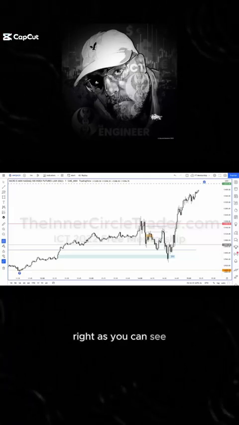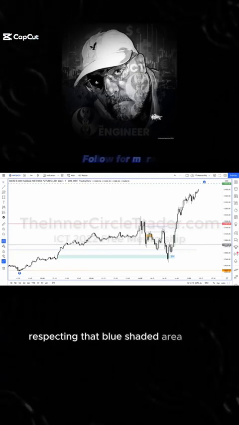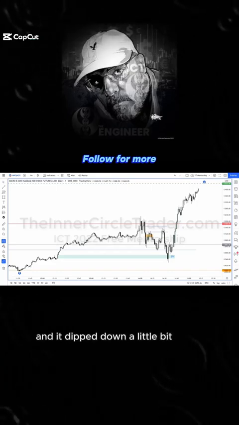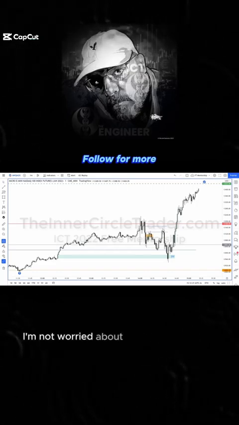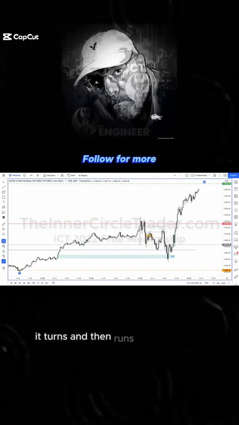All right, as you can see, the market did in fact trade down. Look at the bodies of the candles respecting that blue shaded area. Really, really handsome price delivery. And it dipped down a little bit below, but that's fine. I'm not worried about being that accurate. The main thing is going down into that area, it turns and then runs Tuesday's high.